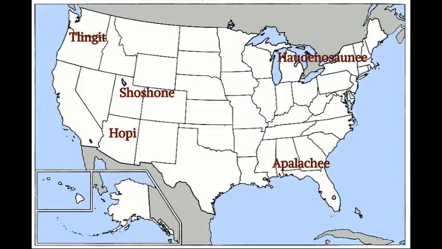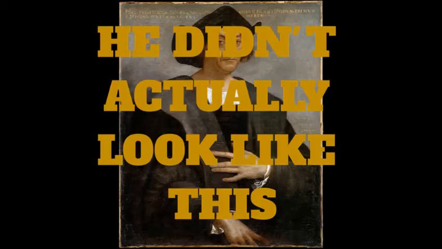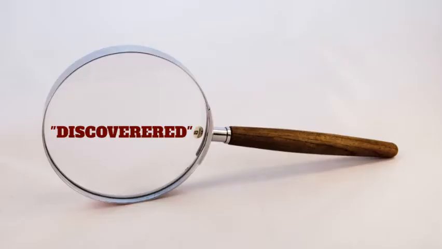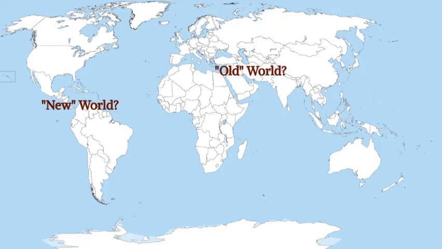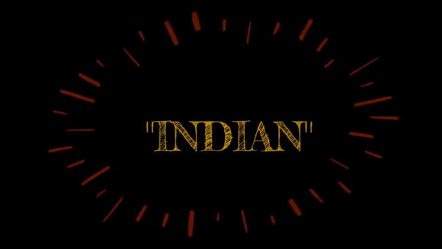So what did they have in common? One, they were and still are people, and two, their ancestral homes are in the contiguous United States. Oh, and one other thing. When Christopher Columbus discovered the New World, he called them all by the same name, Indian.